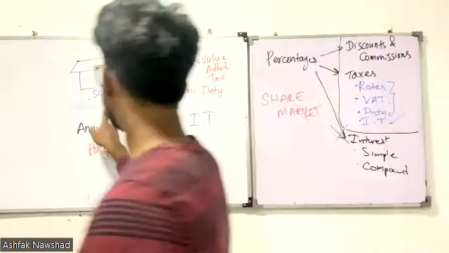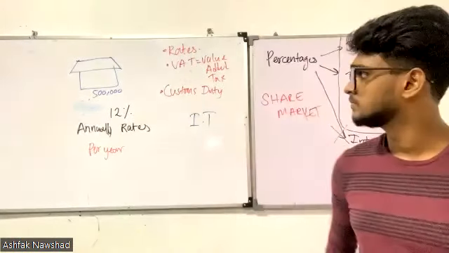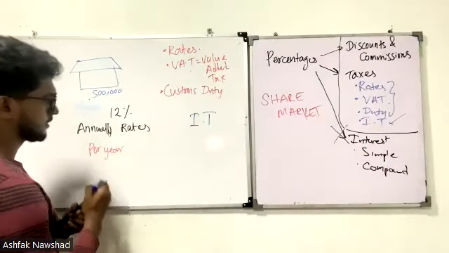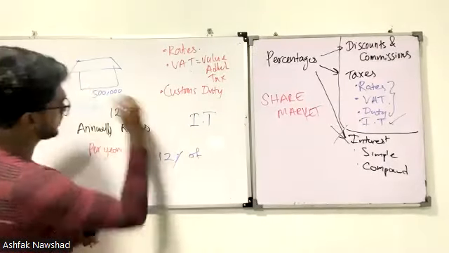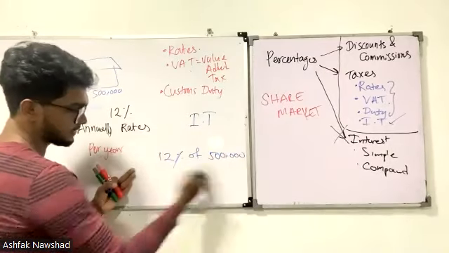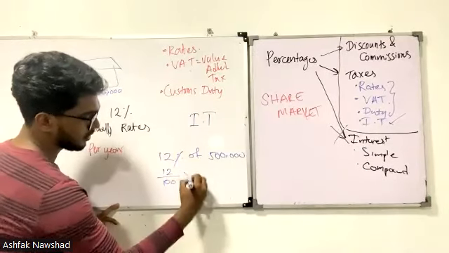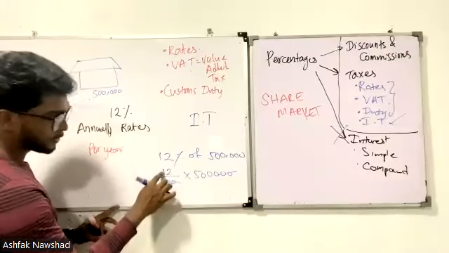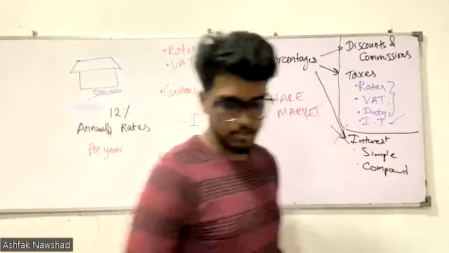12% of the value. How much is it? 12% of this value. In every percentage question, this is the only expression you get. 12% of 500,000. You can calculate, cancel the zeros. 12 times 5 is 60. So that will be 60,000 per year.